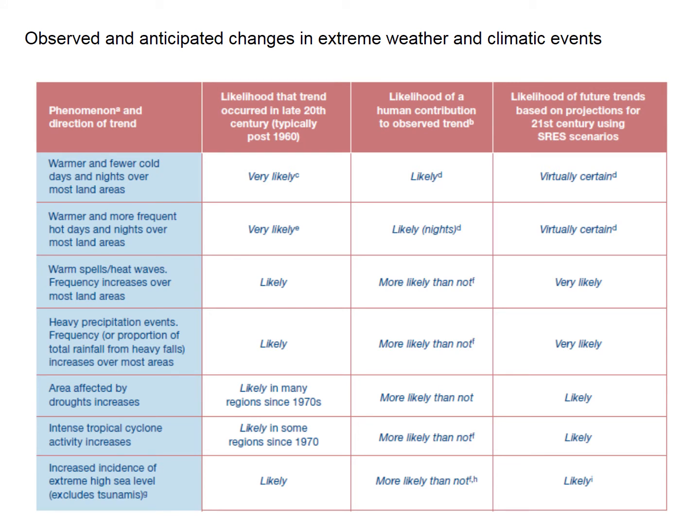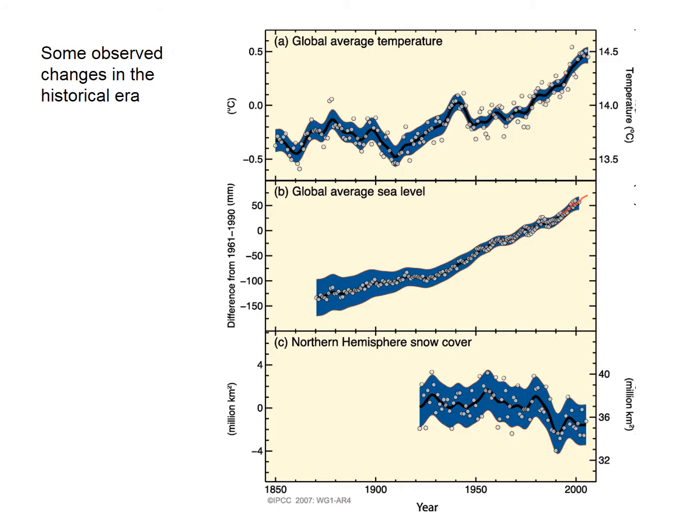These are a summary of those changes. Heavy precipitation events are likely to increase. You can read through that on your own. That's a really important thing about the climate change of the future. It's not just the average change over time; it's the increasing likelihood of extreme events, flooding, heat waves, storms, and their increased intensity.